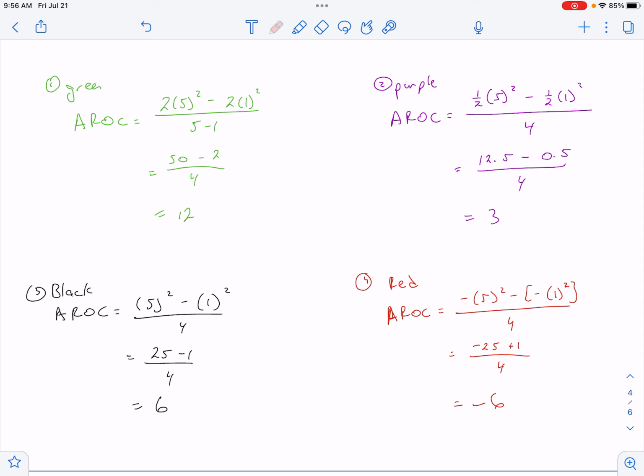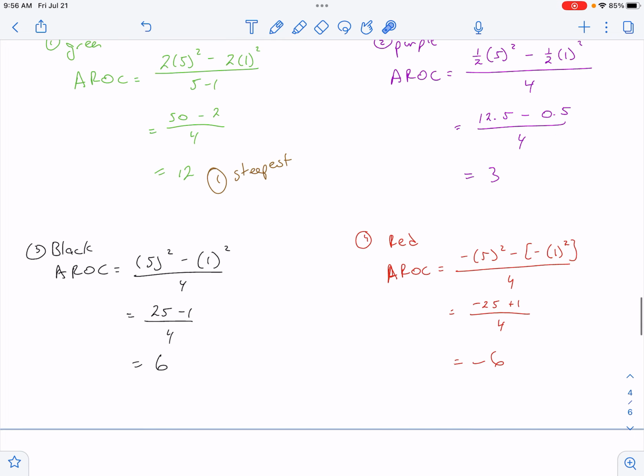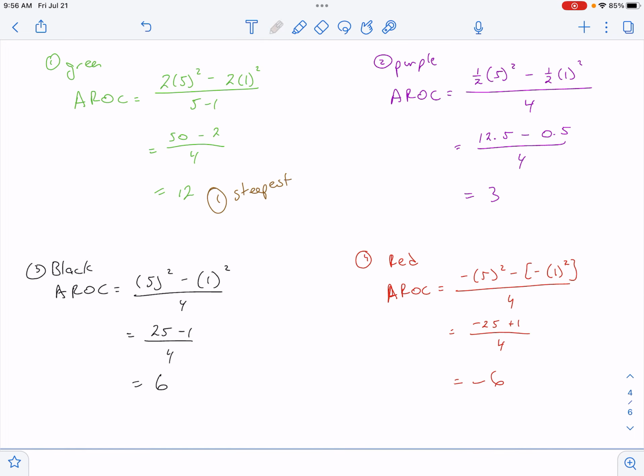And so we can rank these in terms of steepness now. I think we can see that the average rate of change of 12 is going to be the steepest. That's the highest one. So this will be number 1. Our green, just like we saw, green was the steepest graph. It was the most vertical. Turns out black and red are actually tied for second place. One is just shaped like a U and one is shaped like an N. And then our last one in last place, our least steep here, as we suspected, was the purple graph, and it only had an average rate of change of 3.